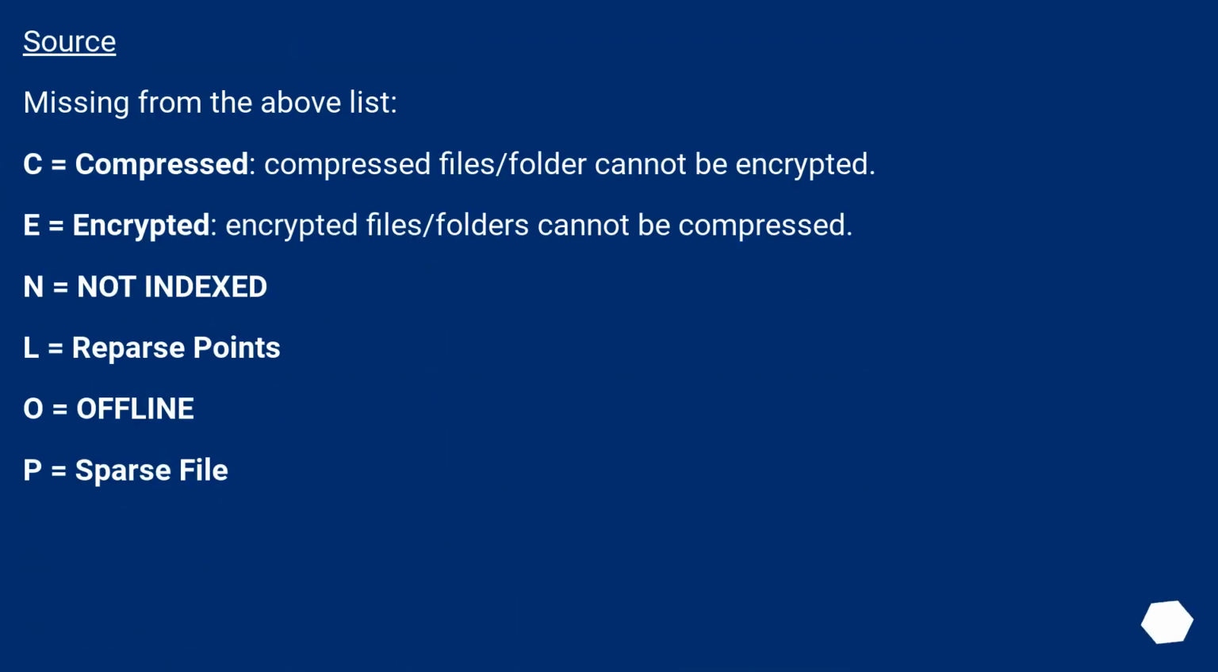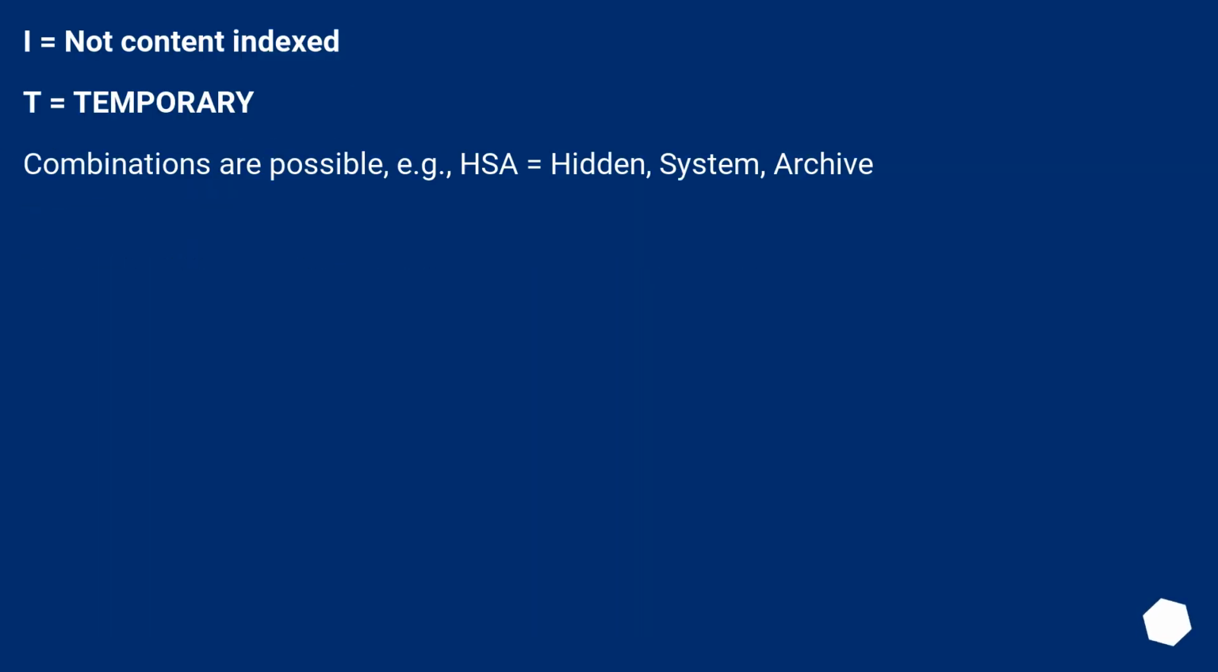Missing from the above list: C equals compressed. Compressed files/folders cannot be encrypted. E equals encrypted. Encrypted files/folders cannot be compressed. N equals not indexed. L equals reparse points. O equals offline. P equals sparse file. I equals not content indexed. T equals temporary. Combinations are possible. For example, Z equals hidden, system, archive.